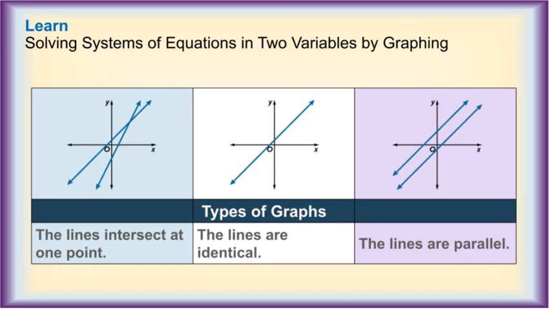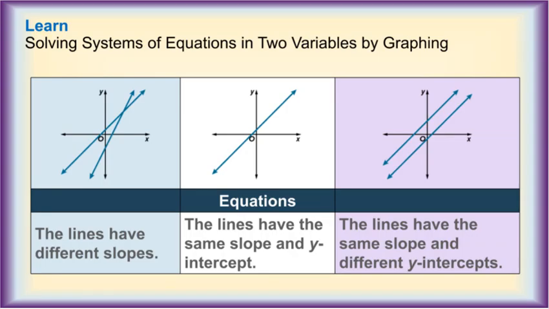First with graphing, if you're comparing the graphs, you have some systems where the lines intersect at one point, where the lines are identical, which means it looks like one line, but it's two separate lines that are the exact same line. And then we have lines that are parallel. If we look at the equations, the lines have different slopes where they cross once. The equations have the same slope and y-intercept, which means they're the same line. And lines that have the same slope and different y-intercepts, those lines will be parallel.